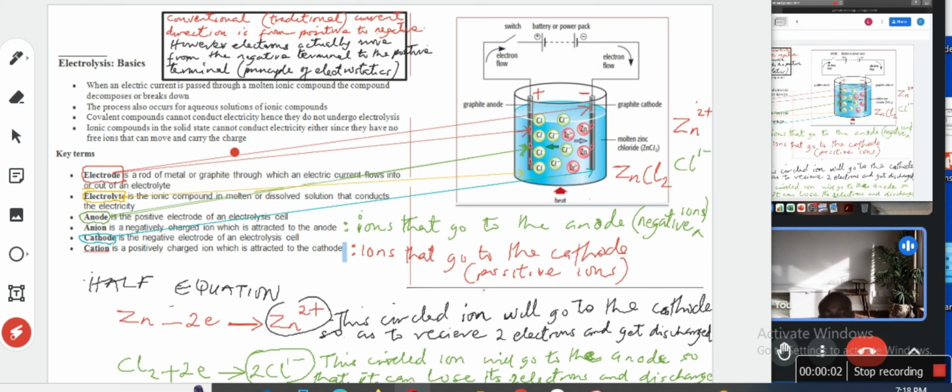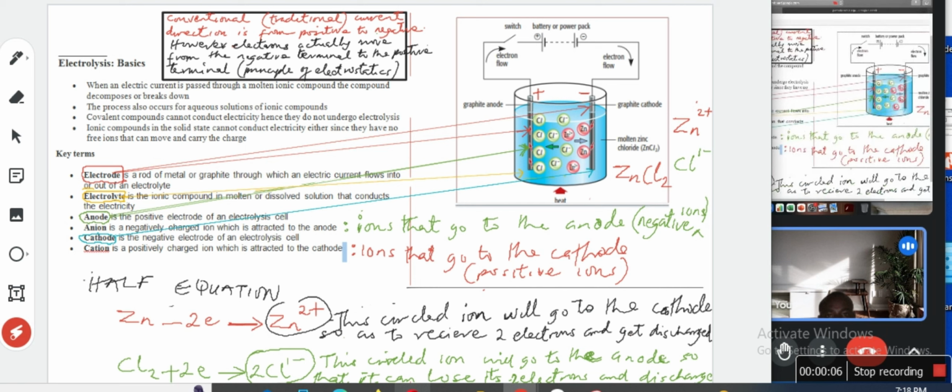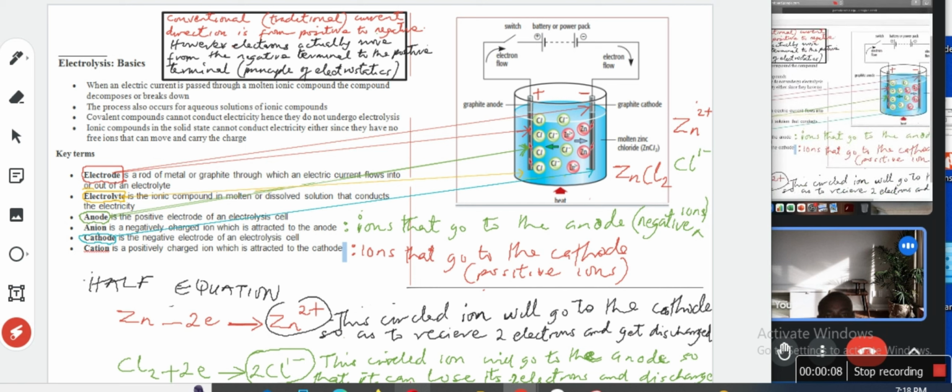So this is about electrolysis. So you need to understand some of the basic terms we use for electrolysis. You know about ionic compounds? What do you remember about ionic compounds? Ionic compounds, they basically help make elements have a full outer shell.